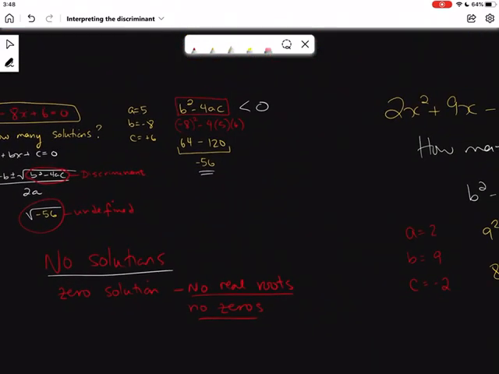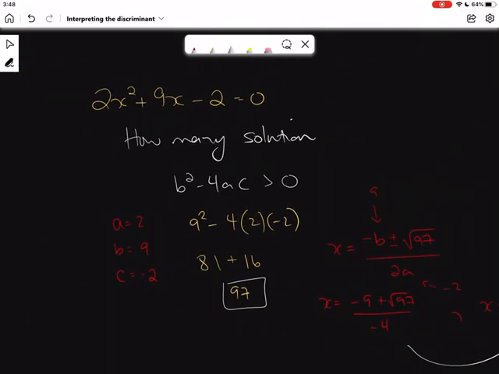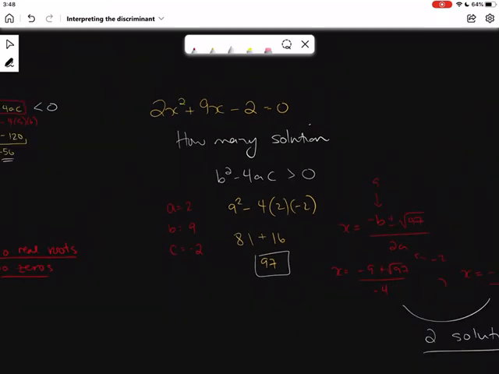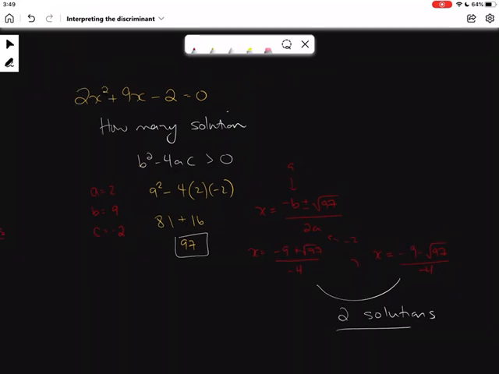Okay, so when this is less than 0, which means I'm going to get a negative number, I get no solutions because my radical is undefined. When b squared minus 4ac is greater than 0, then I get this positive radical, this square root of 97. And that means I'm going to have to add it and subtract it from whatever negative b is in my numerator. So that means I will generate 2 solutions.